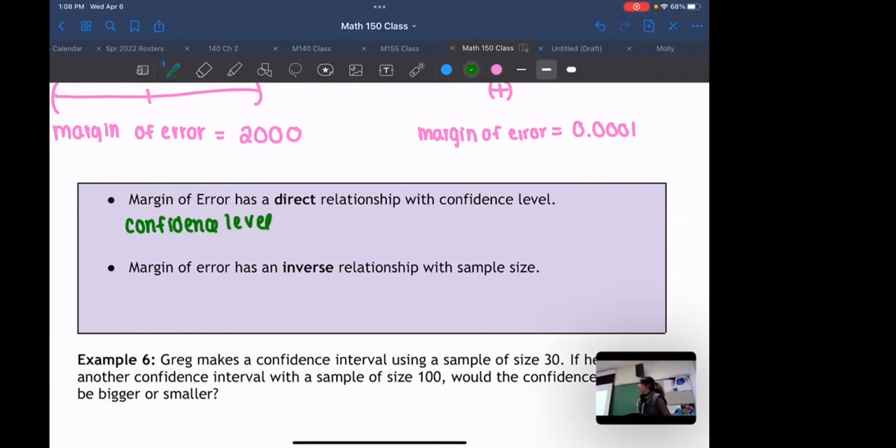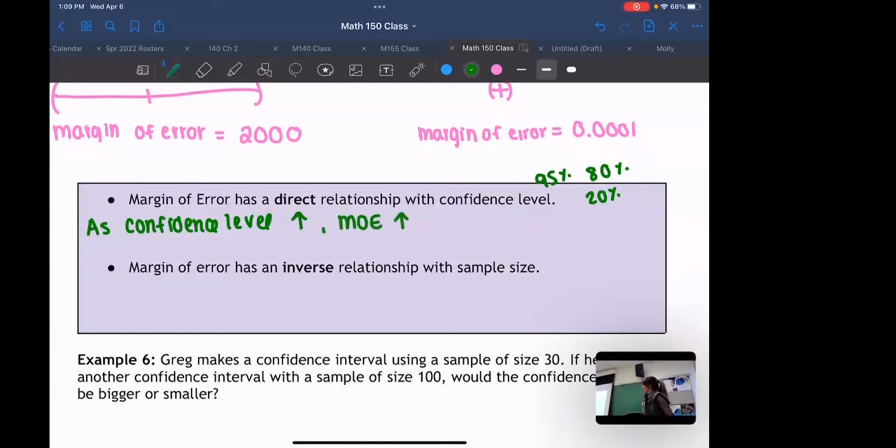Okay, so the confidence level, remember, is like 95%, 80%, 20%, things like that, okay? So as the confidence level increases, what do you think happens to the margin of error if it has a direct relationship? It increases, right? Direct relationship means as something increases, the other thing does the same thing. So the margin of error will increase.